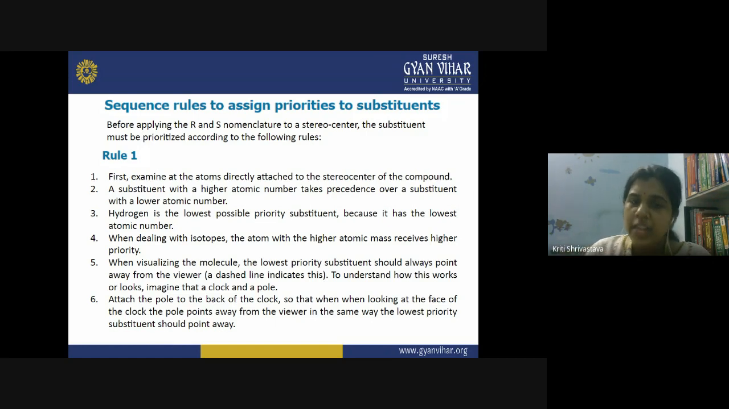So when you are visualizing the molecule, the lowest priority substituent should always point away from the viewer. When you have assigned the priorities, the substituent which is given the number 4, the lowest priority, will be away from the viewer. This is the convention. You are visualizing the molecule in that way, and that is denoted by a dashed line.